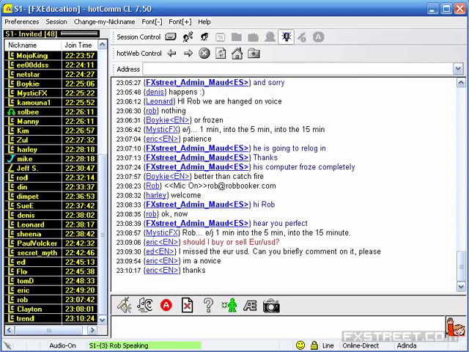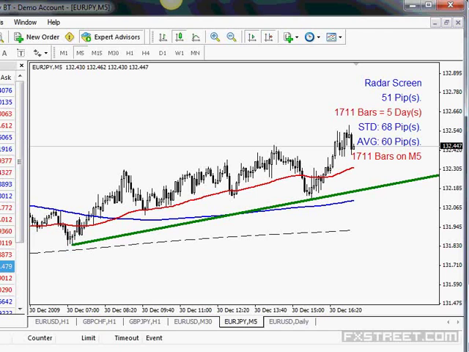This is the euro yen. There's the 1 minute. Here's the 5 minute. It has been 1,711 bars. So that's getting ready as well. Thanks, Chris. That's excellent. And I do not love MetaTrader, but it's free. And I think that for a lot of people, that is a really good thing. So I've been trying to use a charting platform that's free that everybody can follow along with.